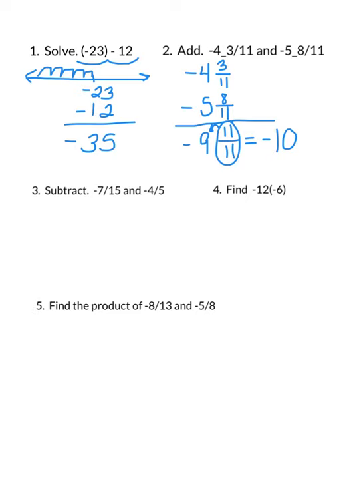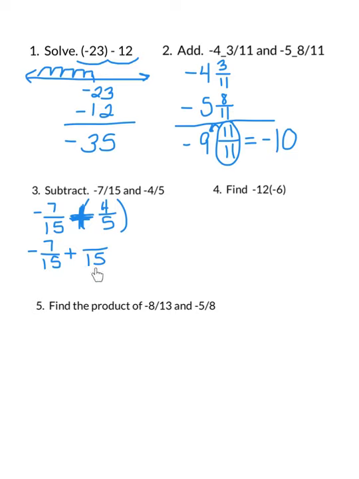Number 3 says subtract. It's not telling me which way to subtract. So when it doesn't say that, I'm going to do negative 7 over 15 minus negative 4 over 5. Don't forget that two minus signs next to each other make a giant plus sign. So this really becomes a plus. So now I need to get my common denominator, which I'm noticing is going to be 15. So negative 7 over 15 is going to stay, plus, I'm going to make this a 15.